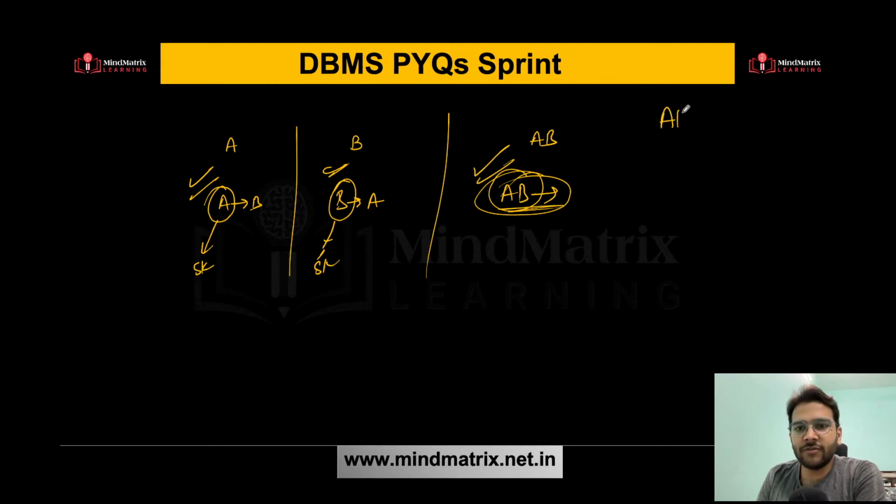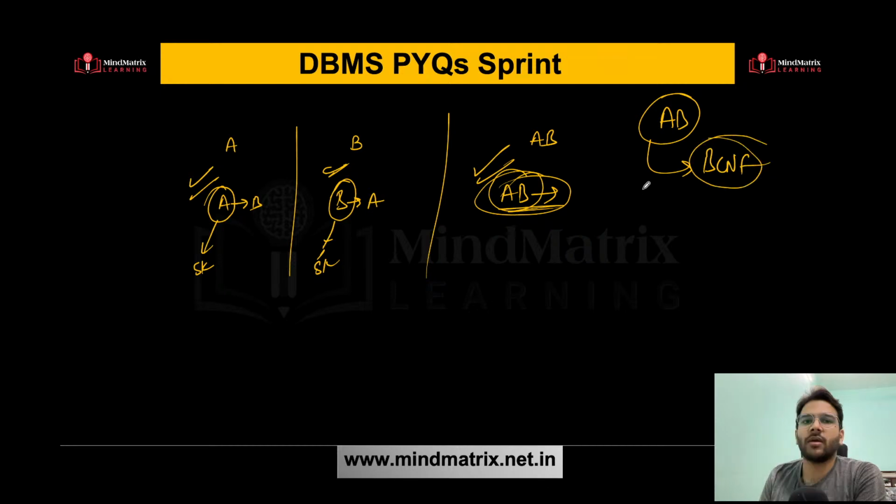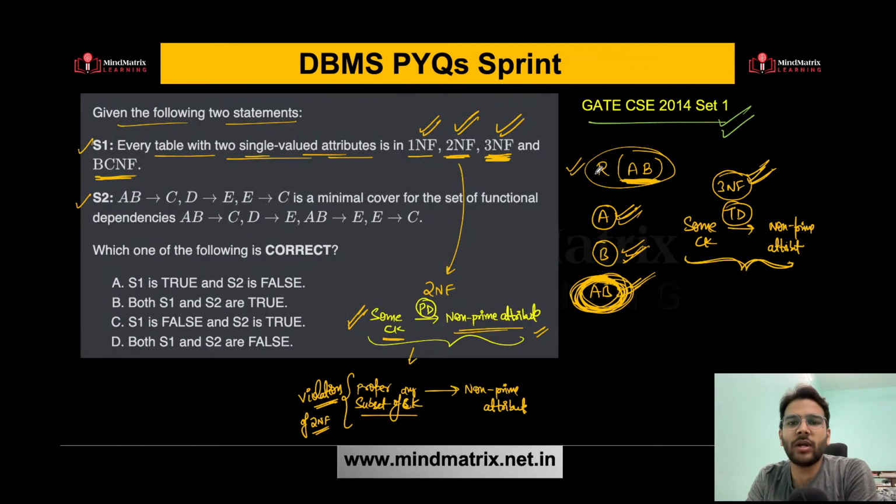So that means if I have just two attributes, that relation will be in BCNF. In another way, if it is in BCNF, definitely it will be in 3NF, 2NF, 1NF also. So you can answer this either way. This is the correct statement. This is true here. Is this clear? Any doubt, anyone? If you have any doubt, please ask.